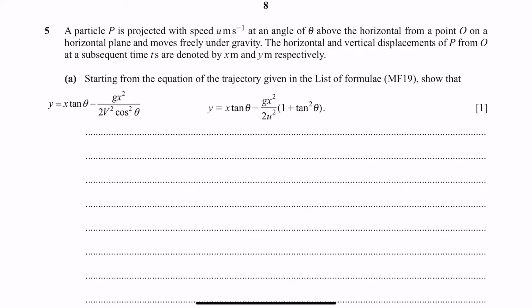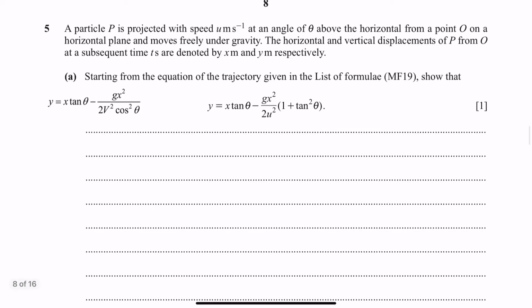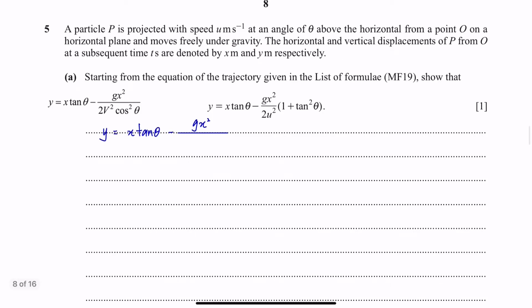So we can actually just start from this. We don't have to prove this formula to use it. So we have y equal to x tangent theta minus gx squared over, see, the v square here is actually the initial speed. But in this question, the initial speed is given as u. So we need to change that to 2u squared cos square theta.